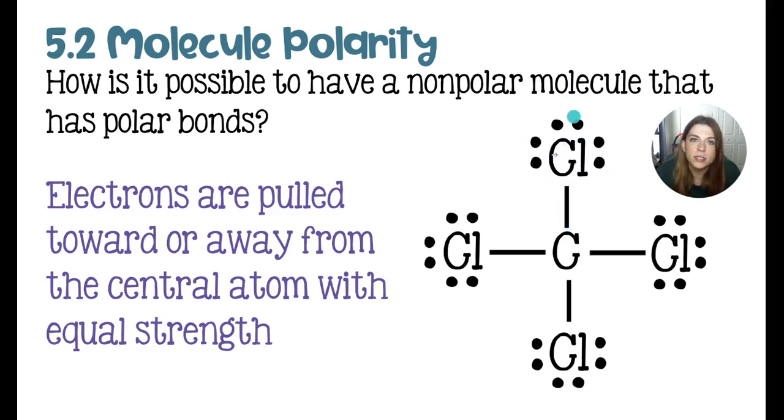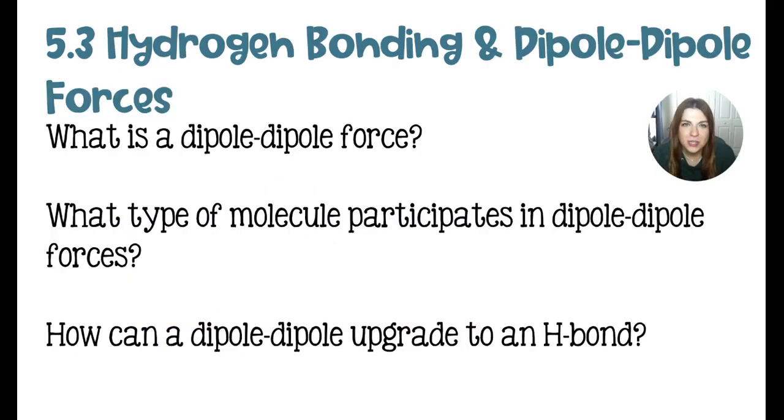So this chlorine is going to be partially negative. But the reason that this is a nonpolar molecule is because in all directions, carbon's shared electrons are being pulled away equally. So the fact that this molecule is symmetrical is what makes it nonpolar, even though the carbon-chlorine bond is very polar. Here we are getting into intermolecular forces.